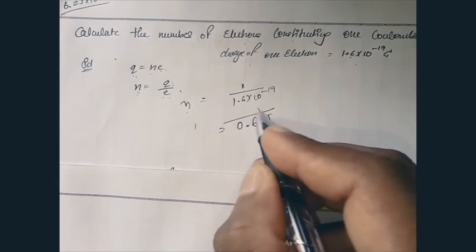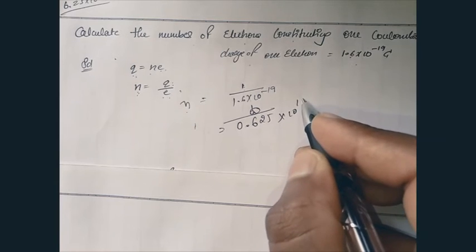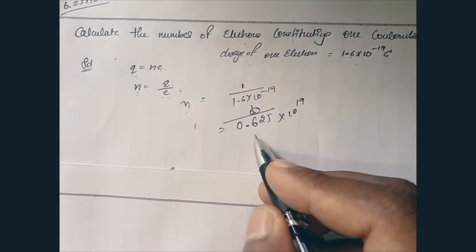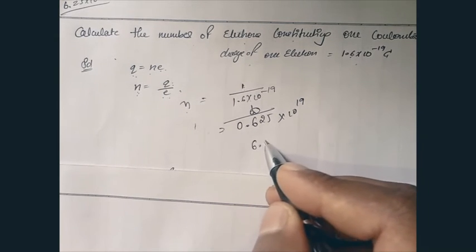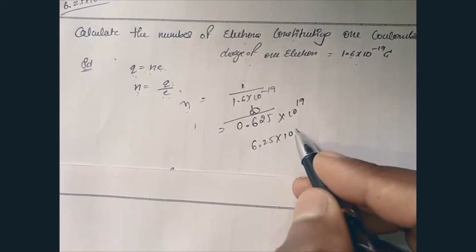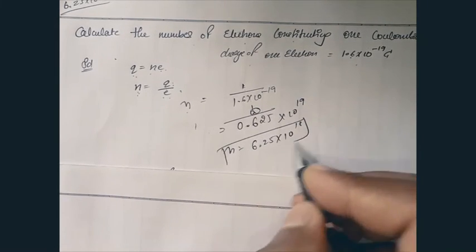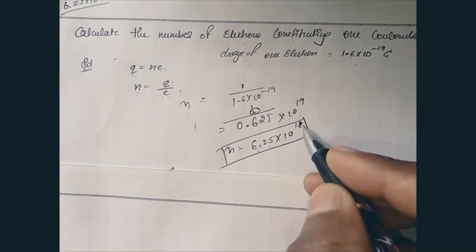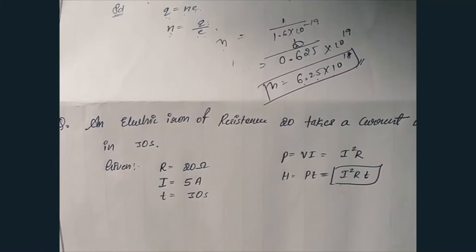0.625 into 10 to the power of 19, right? But I want it in terms of 4 significant figures. So I can write 6.25 into 10 to the power of 18 electrons, right? So N is equal to 6.25 into 10 to the power of 18 electrons. So this is the answer that you must get for this question.